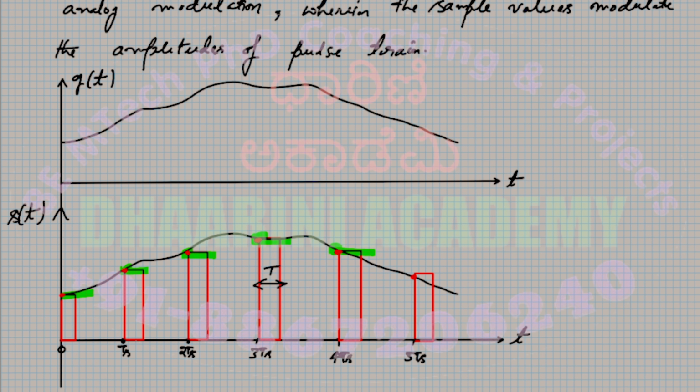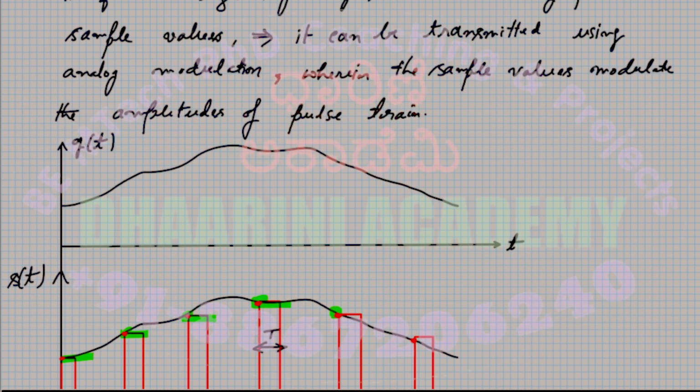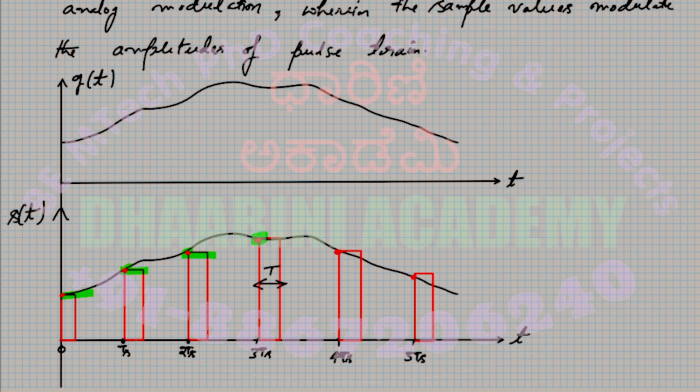So that's what is happening there, right? So that's why the above sentence says that we are trying to perform the modulation wherein the sample values, whatever you sampled, will modulate the amplitude of the pulse train. Okay, so that's what the meaning is. And so this is a diagram showing that.